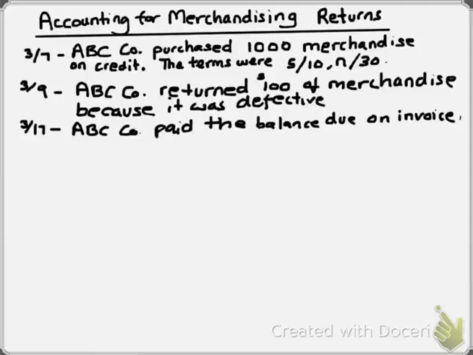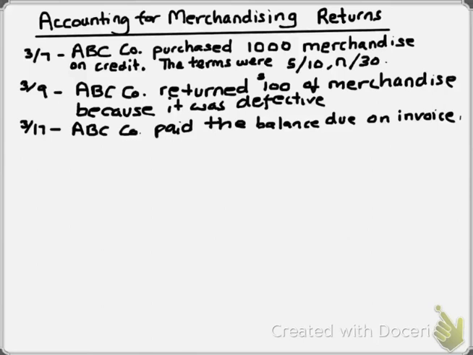Now let's take a look at accounting for whenever we return merchandise. On March 7th, ABC Company purchased $1,000 of merchandise on credit. The terms were 5, 10, and 30. Again, those are the discount terms.